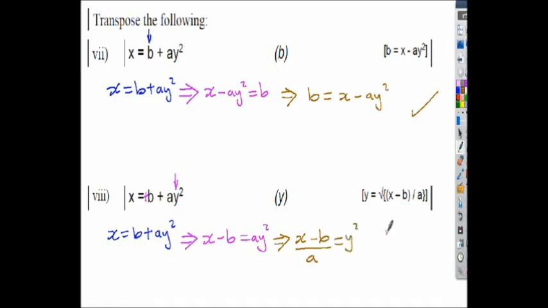I don't want y squared, of course, I want y, so I need to now square root both sides of the equation. So x minus b, all divided by a, will be square rooted, and that's simply equal to y on the right hand side, square rooting the y squared. So therefore, turning the equation around, y is equal to the square root of x minus b, all divided by a. And there's our solution.